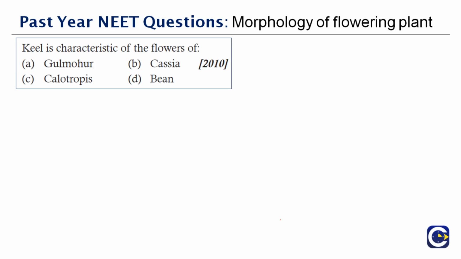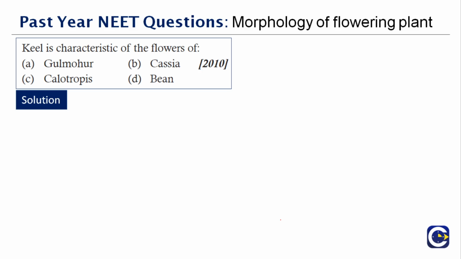Next question here. Keel is a characteristic of the flowers of dash. I already told you what keel is in this part. It appears like the keel of a boat. It's boat shaped. I told you about the shape and everything. So keel is a characteristic of the flowers of the family Papilionaceae. For example, you have bean, gram, then you have pea, etc.